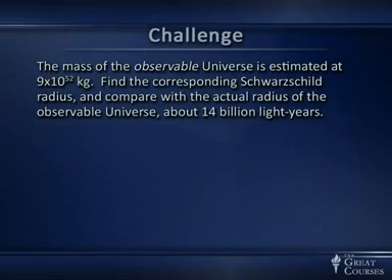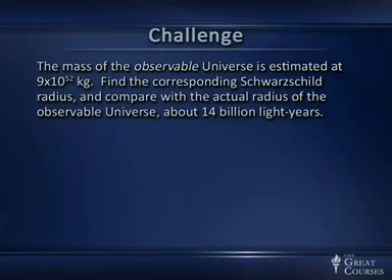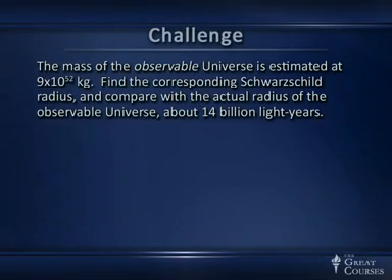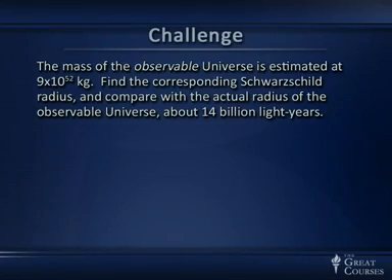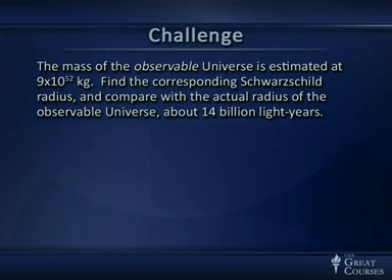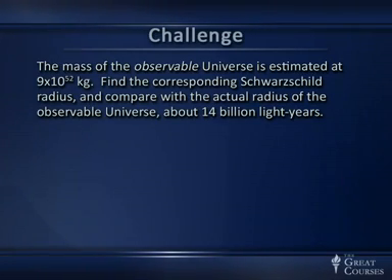The mass of the observable universe, the part of the universe we can see, is estimated to be about 9 times 10 to the 52 kilograms. Find the corresponding Schwarzschild radius, the radius in that equation where things kind of blew up in that general relativistic description of the space-time interval, and compare it with the actual radius of the observable universe, which is about 14 billion light years. Now, I have to tell you something about this Schwarzschild radius. It's the radius at which the escape speed would become the speed of light.